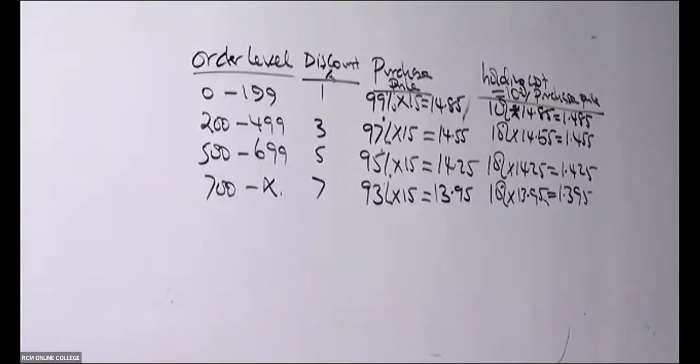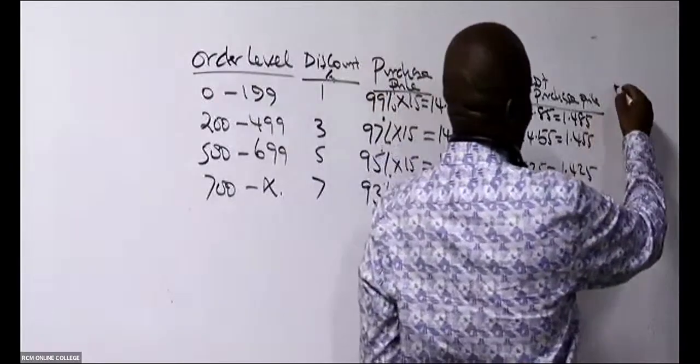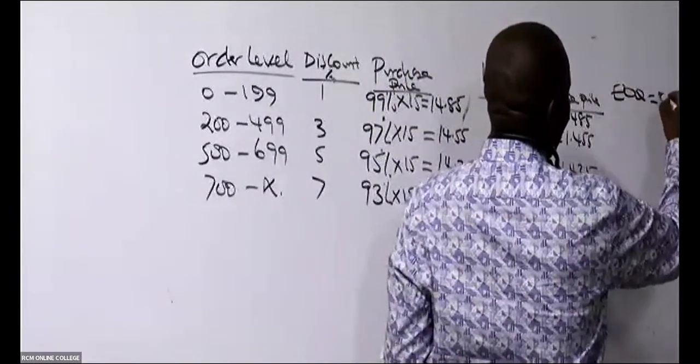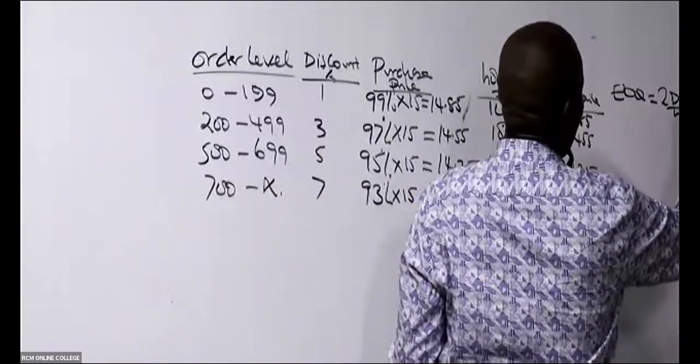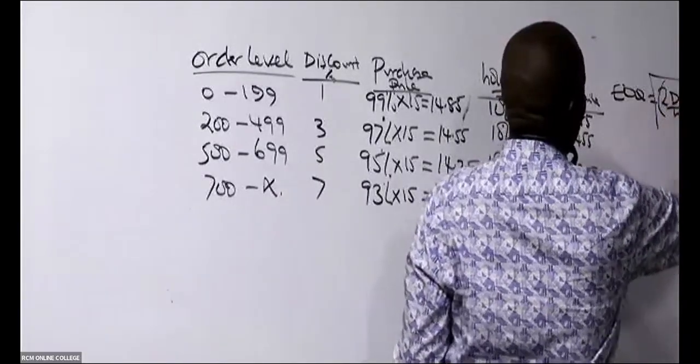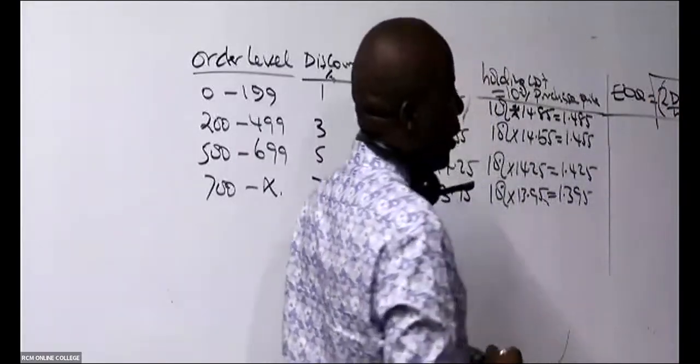So please go ahead and give me EOQ for each level. They must have forgotten the formula, but those are not my students who have forgotten the EOQ formula. It is the square root of 2 DCO over HC.